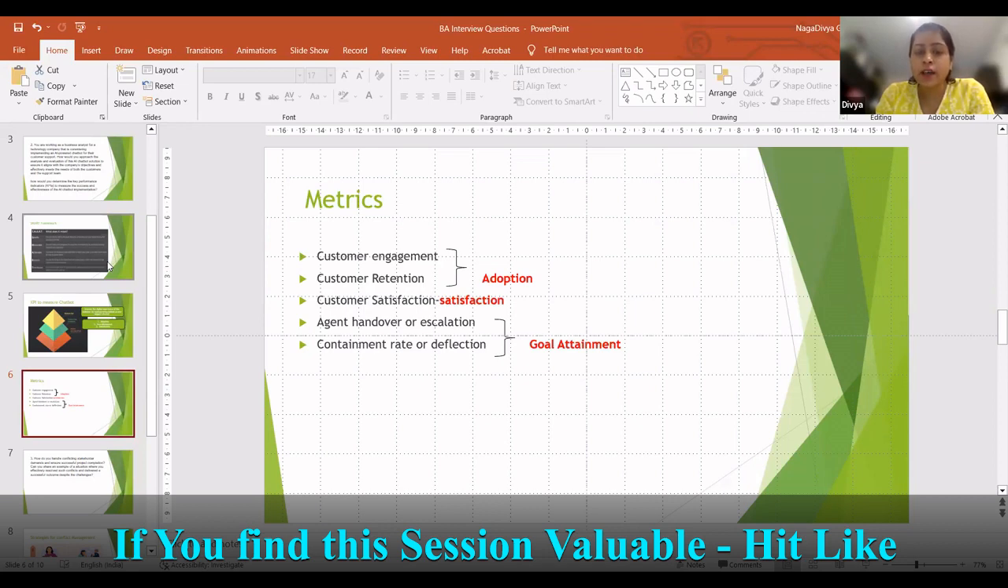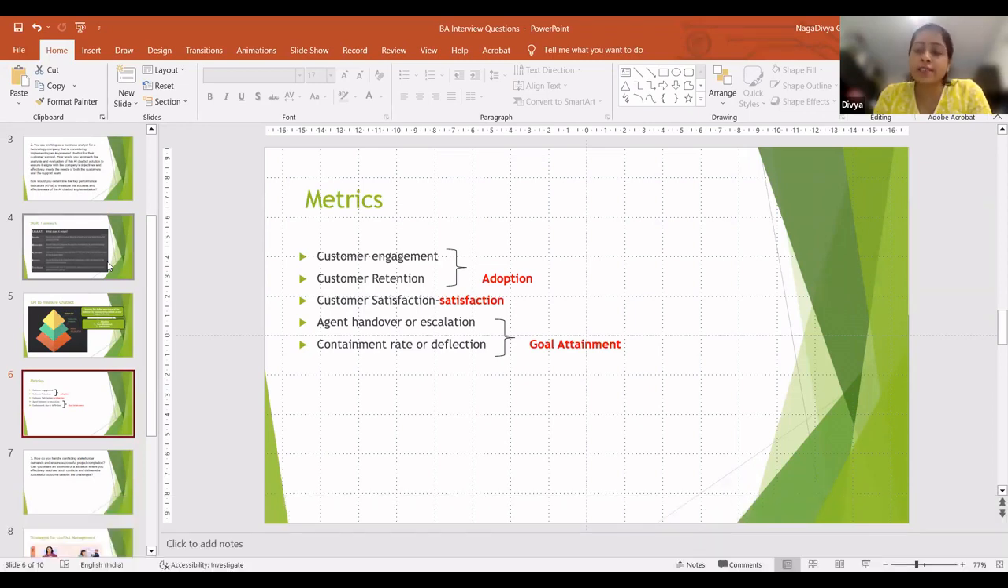And customer retention is this: say 10 customers opted for the chatbot solution in the beginning, and out of those 10, how many came back a second time and used the chatbot solution instead of going the manual way? This shows adoption. It helps us calculate the adoption metrics, the rate of customers who have adopted it and how effectively they are happy with the chatbot solution.